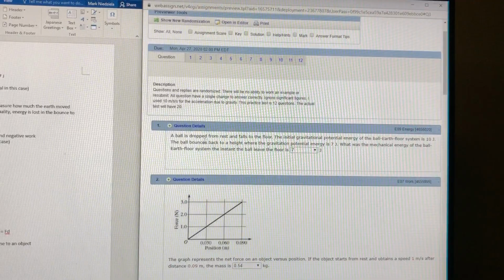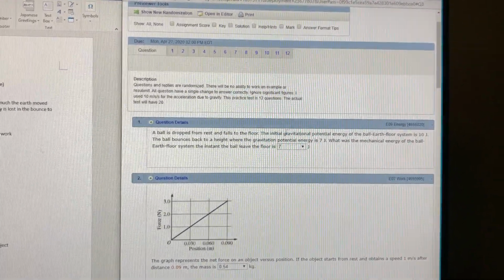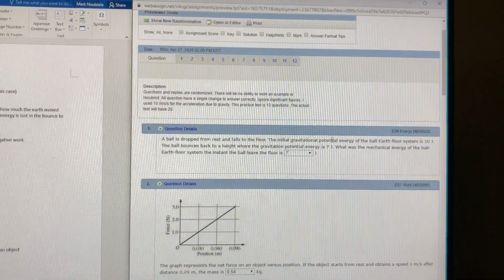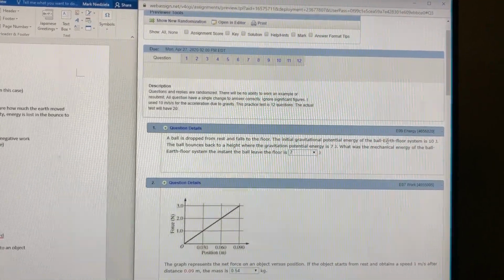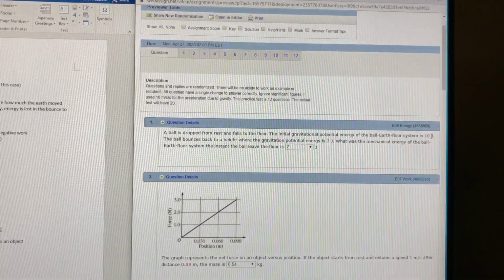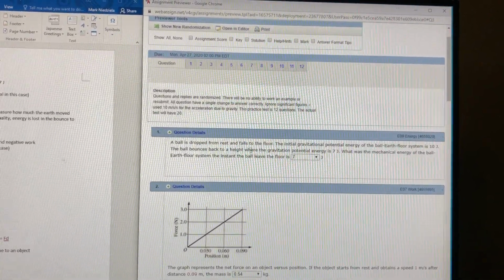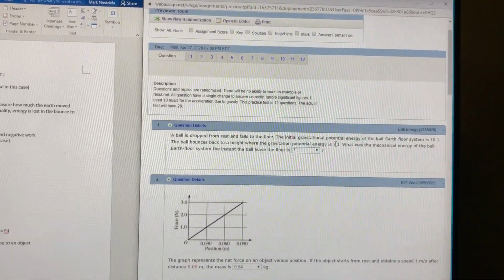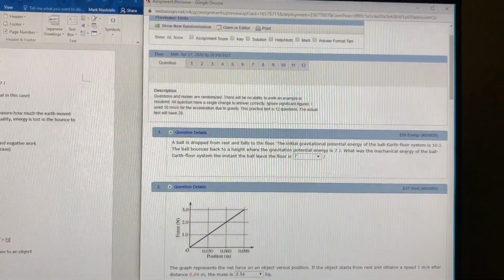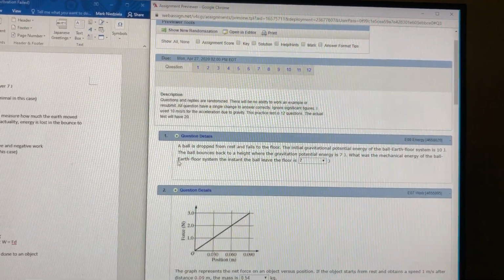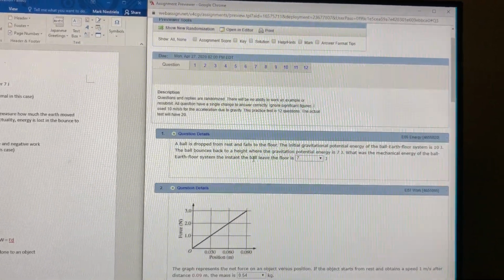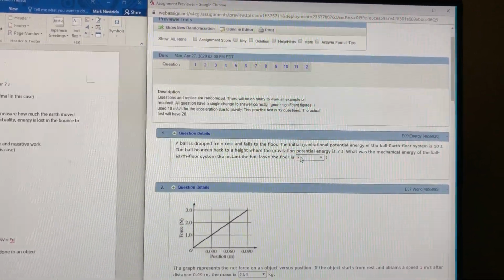So, number 1, a ball is dropped from rest, falls to the floor. The initial gravitational potential energy of the ball-earth floor system is 10 joules. The ball bounces back to a height where the gravitational potential is 7 joules. What is the mechanical energy of the ball-earth system the instant the ball leaves the floor?